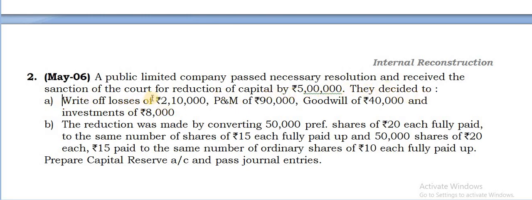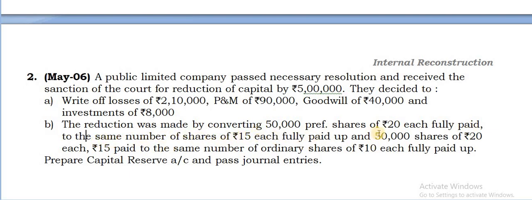They decided to write off the losses of 2,10,000, plant and machinery worth 90,000, goodwill worth 40,000, and investments worth 8,000. If at all still any difference, it will be transferred to capital reserve account. The reduction was made by converting 50,000 preference shares of rupees 20 each fully paid to the same number of shares of rupees 15 each fully paid.